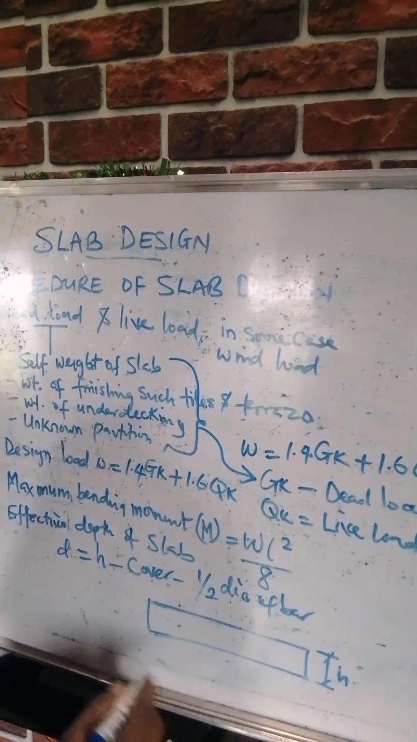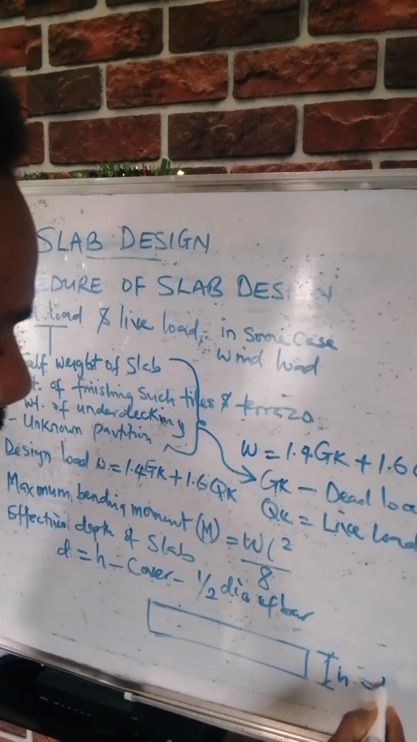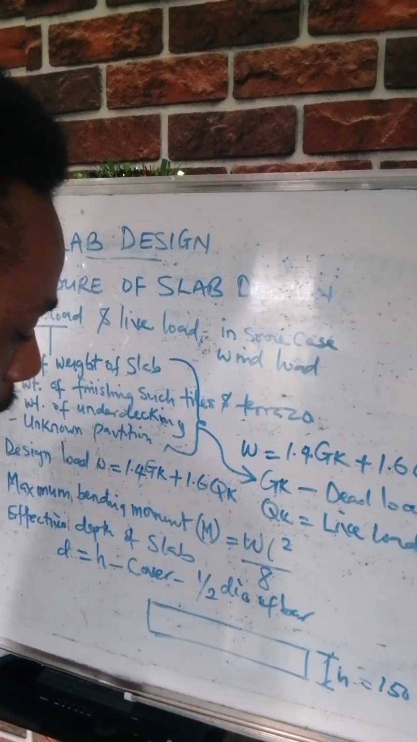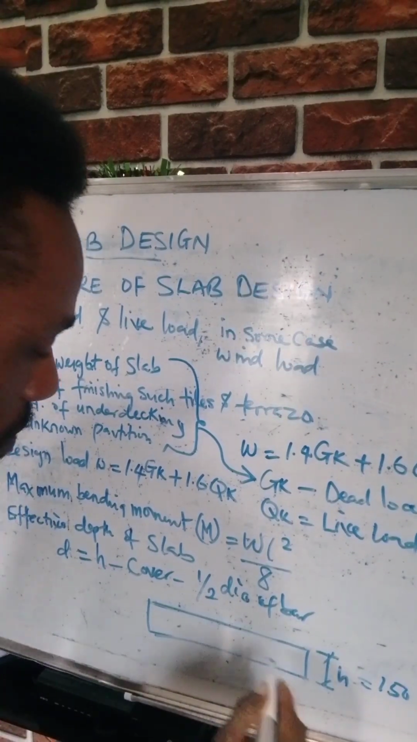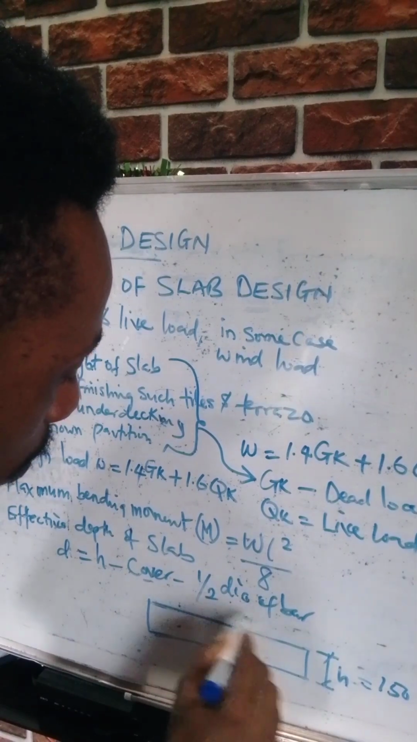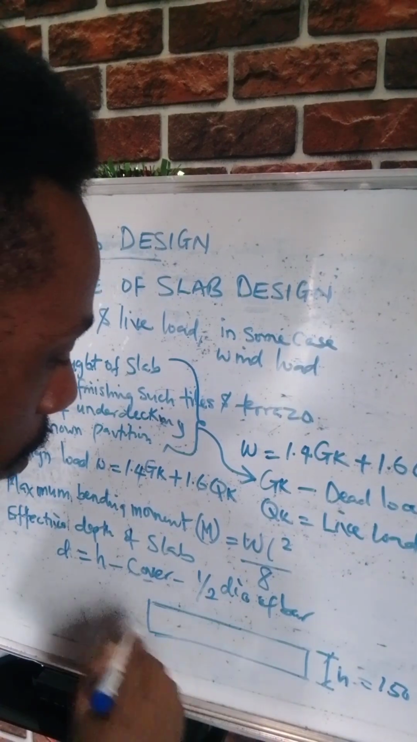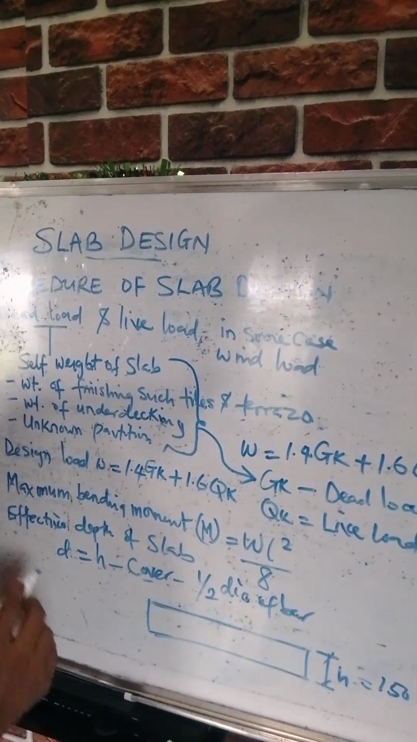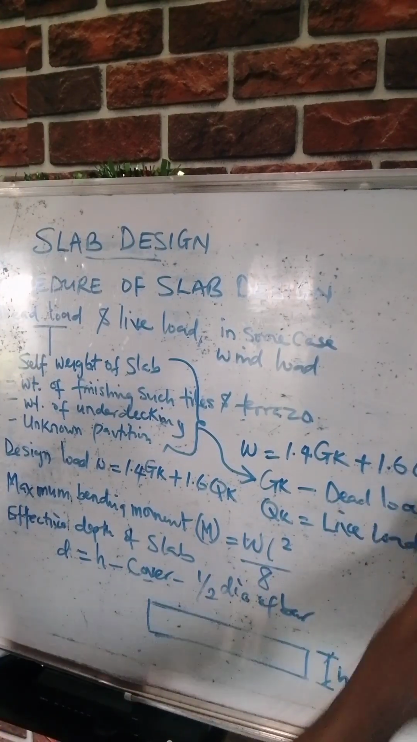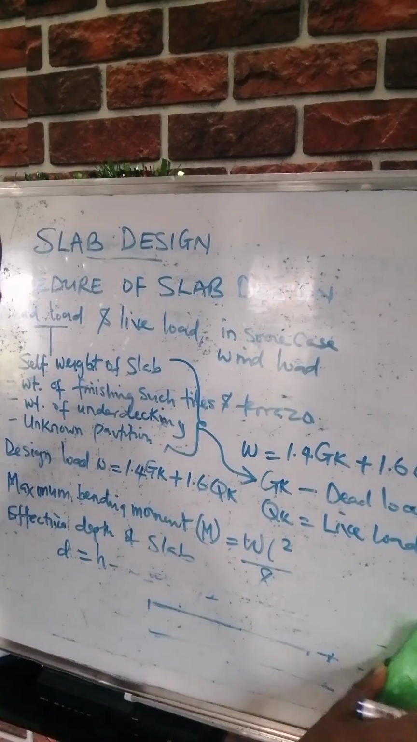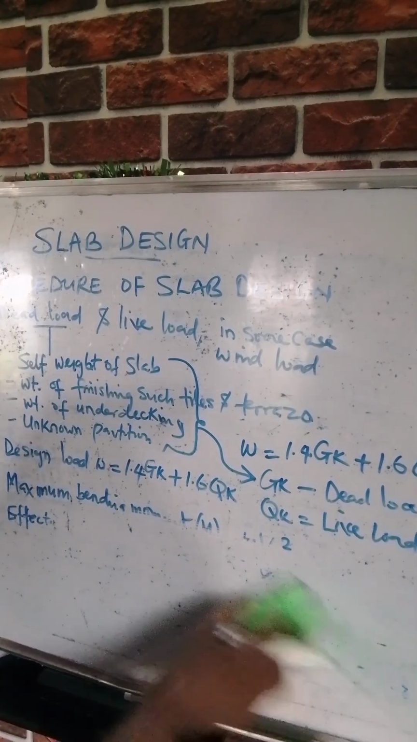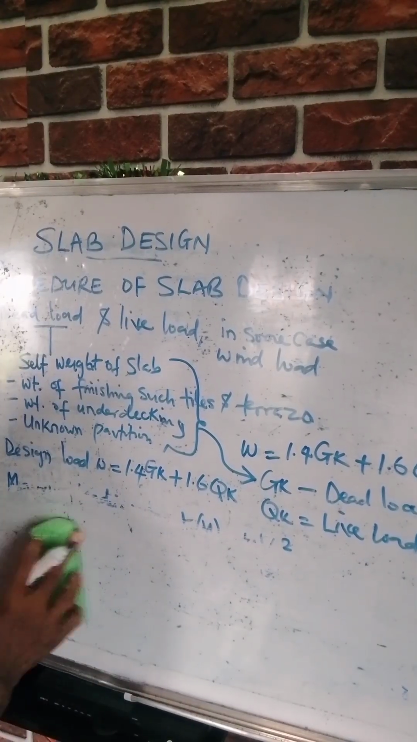So now you substitute, usually for slab is 150. Then we now have the cover as 25. Then if you're using 12 mm, it becomes half of 12 mm. That gives you the effective depth of the slab. Then the next thing you're going to look at is the K value.